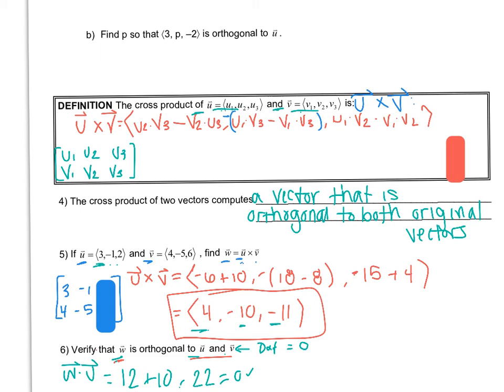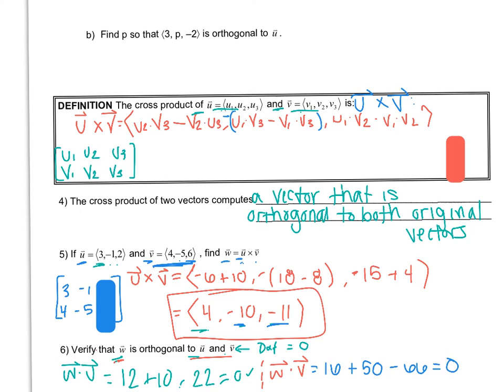Then we'll do the same thing with V and W. So W dot V, let me switch colors again here, so now we are dealing with W and V right here. So 4 times 4 is 16. We add that to negative 5 times negative 10, so plus 50, so we're at 66. And then we add negative 11 times 6, which is negative 66, which gets us right back to 0.